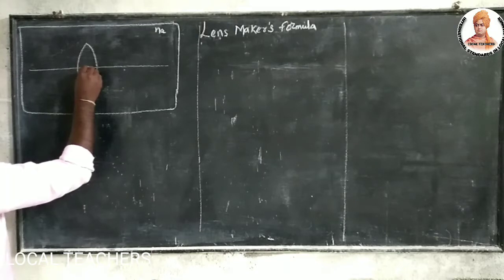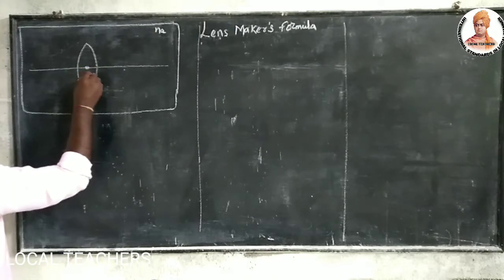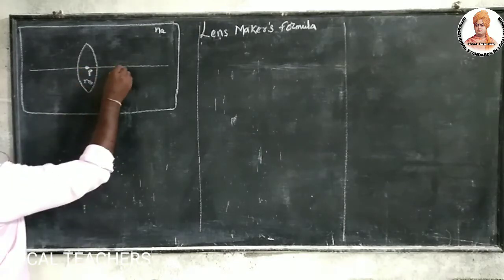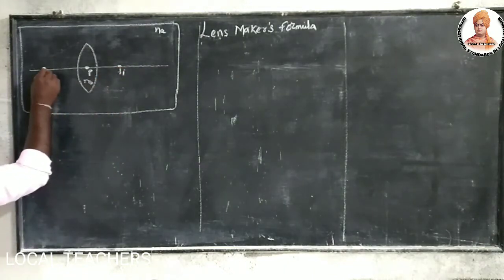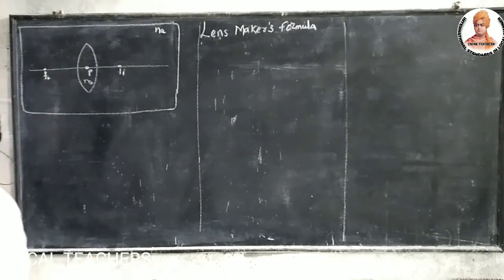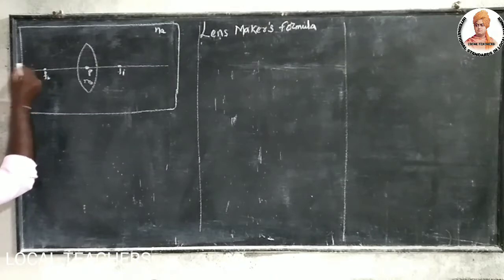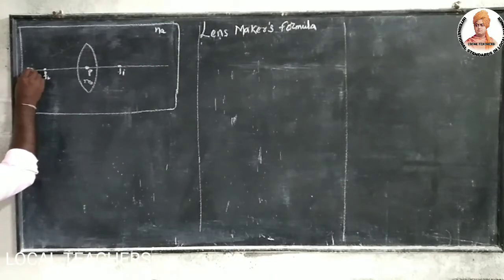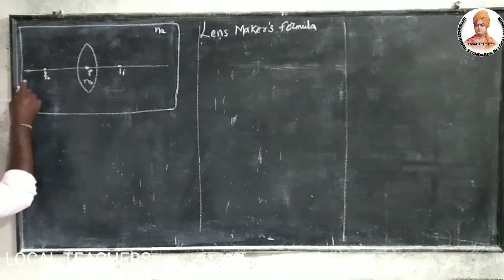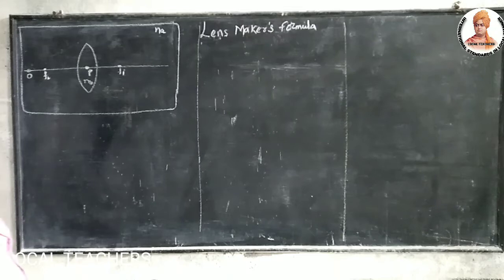So this is the optic center P. This is focus F1 and this is focus F2. Okay. So here I am considering an object, a point object on the principal axis at O.